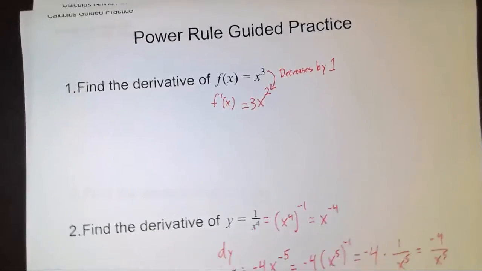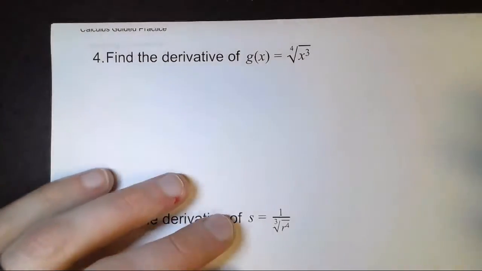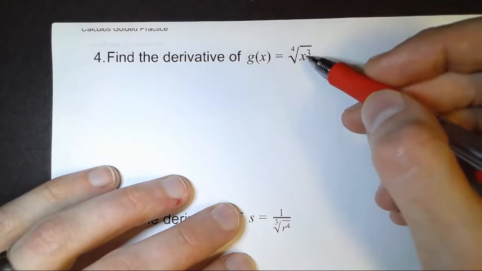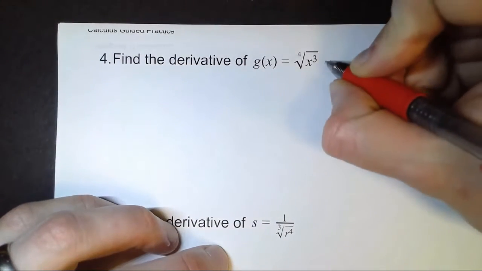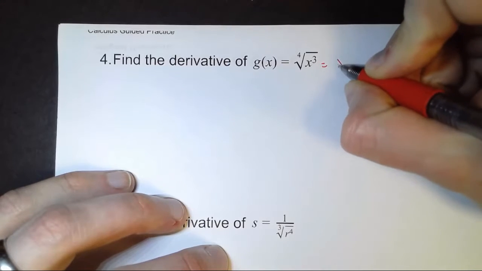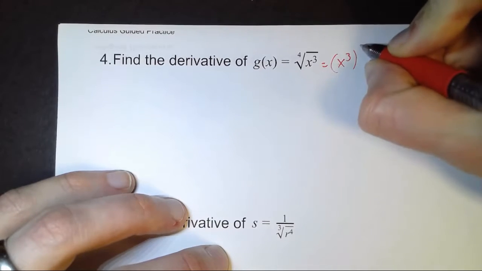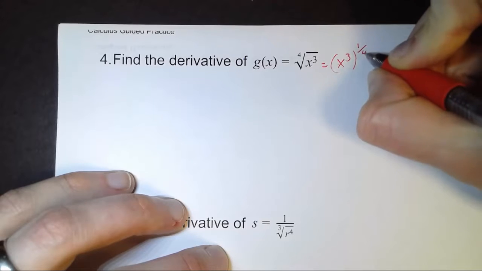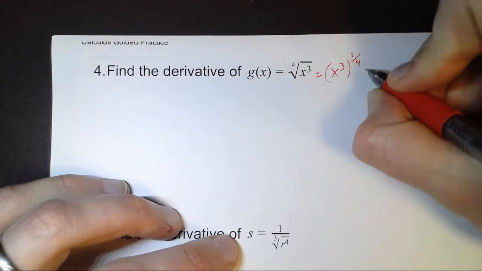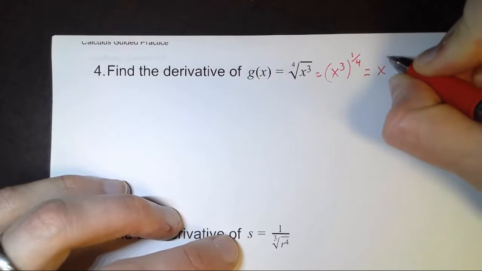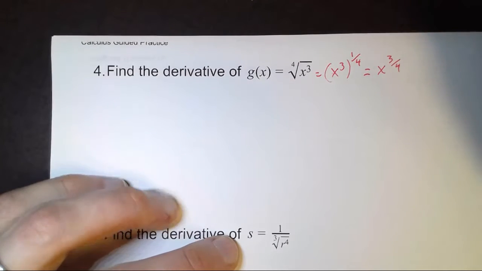So for our next example, here we have g of x equals the 4th root of x to the 3rd. All right, we've got x cubed inside, and we've got the 4th root outside, and that's the same as raising something to the 1/4 power. So when we put all that together, we have x to the 3/4.